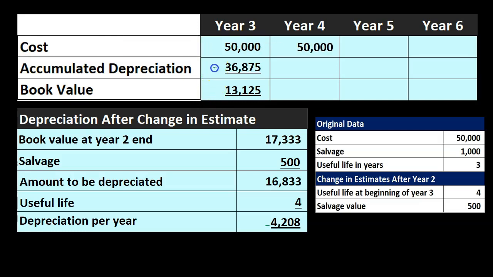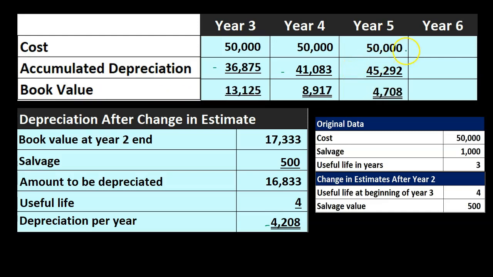Going forward, we have the same 50,000. Then we're going to take this prior period's accumulated depreciation, 36,875, plus the current year's depreciation that we have calculated using a straight line method, 4,208, to give us 41,083. The 50,000 minus the 41,083 gives us 8,917. If we do this again, we've got the 50,000, then we're going to add in the accumulated depreciation, 41,083 and the 4,208 to give us 45,292.